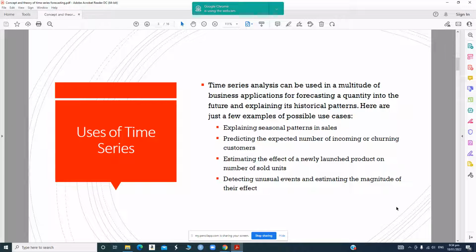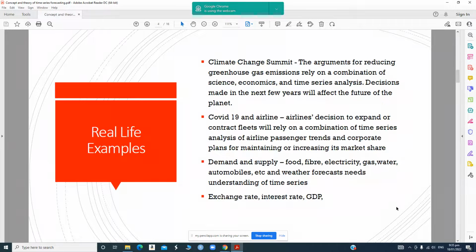What are the uses of time series? Time series can be used in a multitude of business applications for forecasting into the future and trying to get a clear view of the historical pattern. For instance, we may be interested in looking at the seasonal patterns in sales of a certain commodity. We may be interested in predicting expected number of customers. We have a new product, and what could be the effects? We may be interested in detecting some unusual events and estimating what the effect could be.